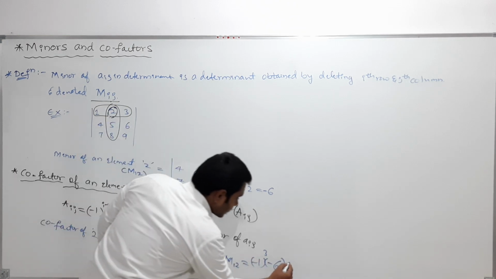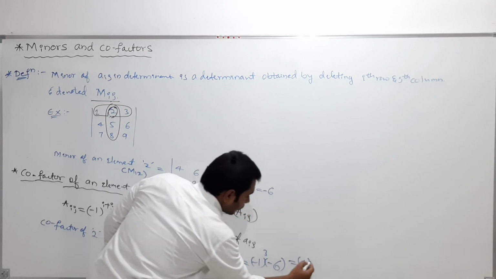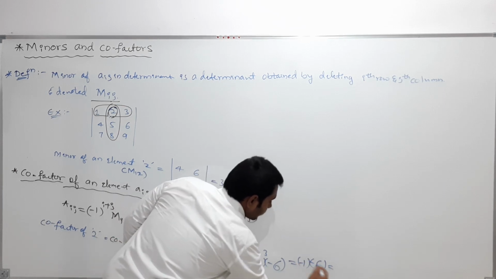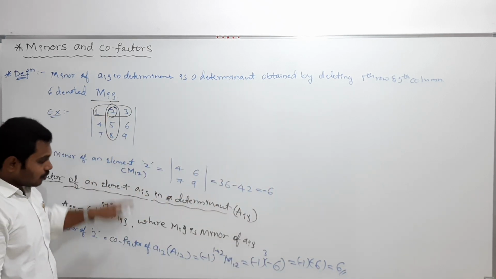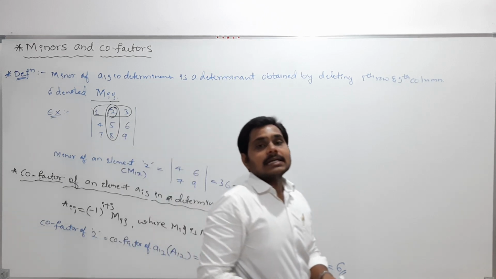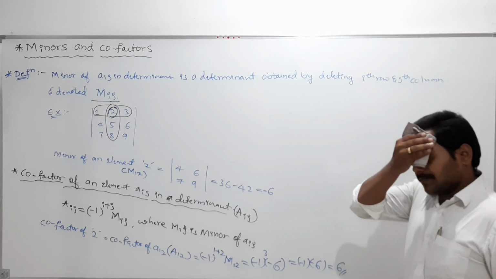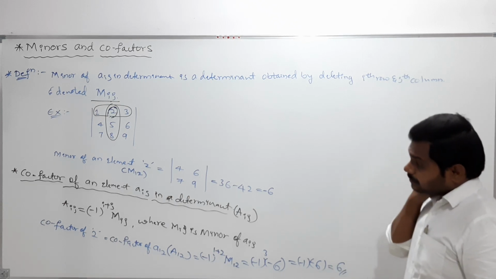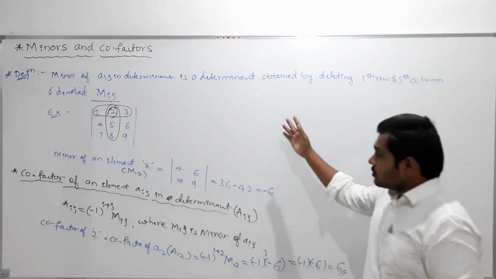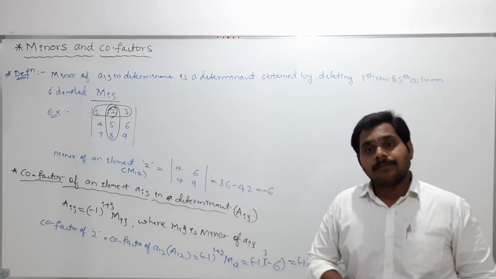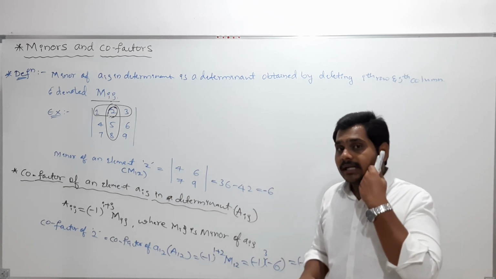Now simplify this. This will give you minus 1 whole to the power 3, which is minus 1, into minus 6. So minus 1 into minus 6 is plus 6. So plus 6 is the cofactor of 2. So the cofactor of element A12 is plus 6. Like this you should calculate the minors and cofactors. Clear? And I think now you may remember. While calculating the determinant we used this process only. Am I correct? While solving the questions next we will come to know more clearly.